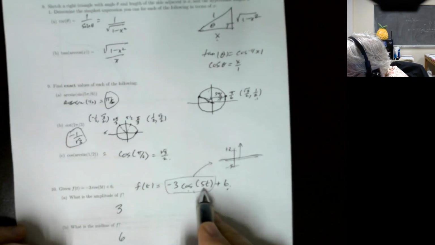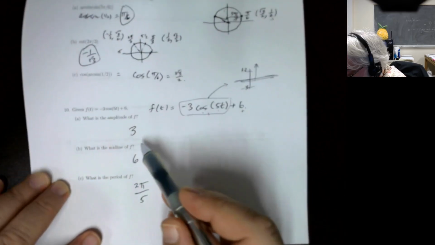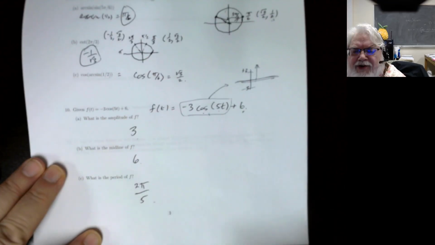And the period is always 2 pi over whatever this number is. That's 5. Oops, I ran off the page. So the numbers here would be 3, 6, and 2 pi over 5. Good.